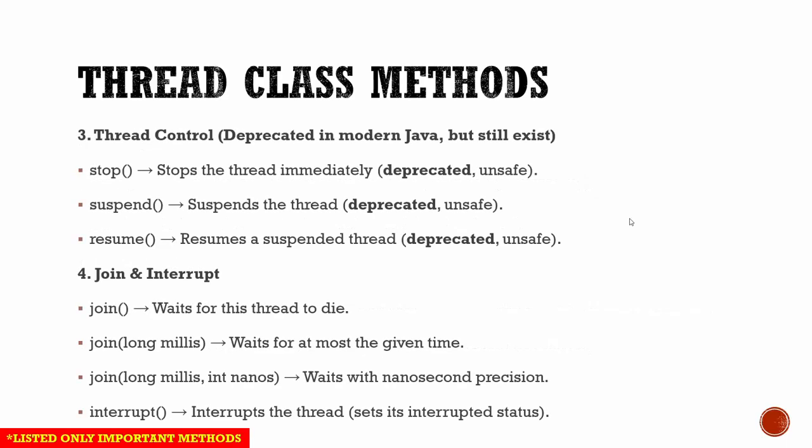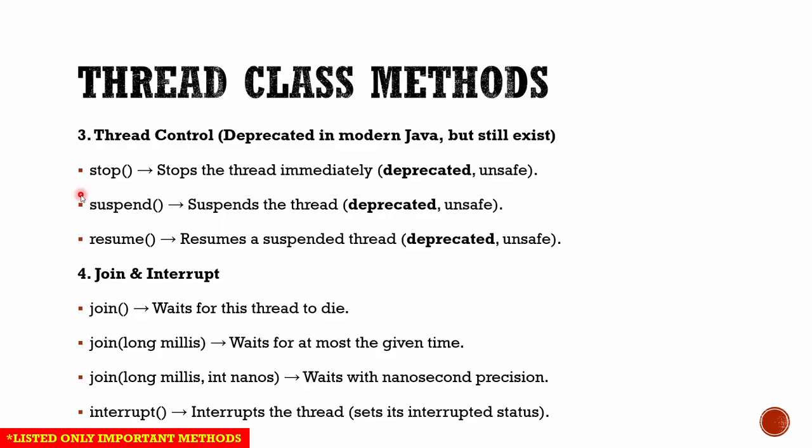Then the next one we call thread control. What this thread control will do is stop the thread immediately, suspend, which will suspend the thread, and then resume. See, once the thread has been stopped, it cannot be resumed. But when you suspend the thread, at that time we are just making the thread stop, and then you can resume the thread again using the resume function.